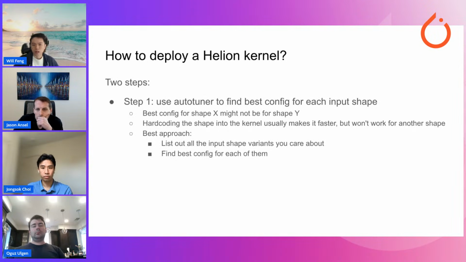Step one might look simple on the surface, but it's actually tricky in a production setting where we have multiple different shapes for a specific kernel. One thing we observe is that the best config for a specific shape X might not be the best for another shape Y, and hardcoding the shape into the kernel usually makes the kernel faster, but it won't work for another shape. So the best approach is to list out all the input shape variants that you care about, and then find the best config for each one of them.